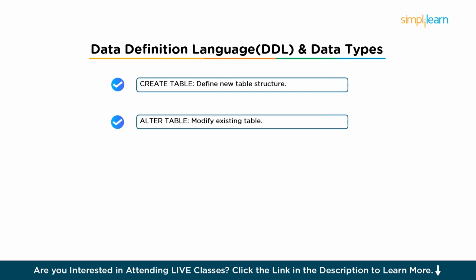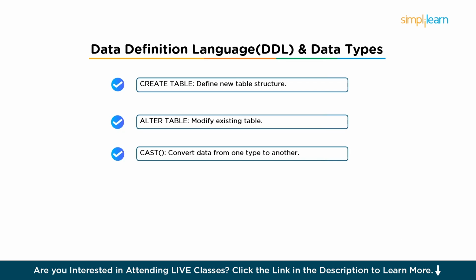The alter table statement is used to modify the structure of an existing table after it has been created. This can include adding new columns, dropping existing ones, or changing the data type of a column. This flexibility is essential as your data requirements evolve over time. For instance, you might decide to add a phone number column to your customer table.